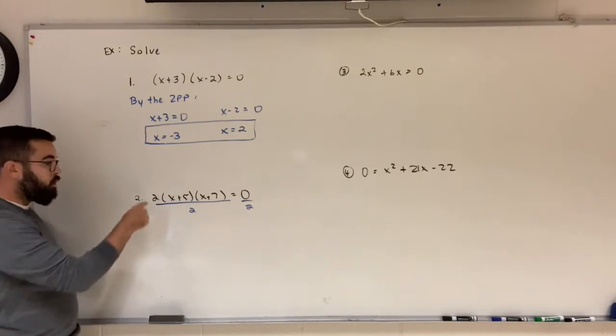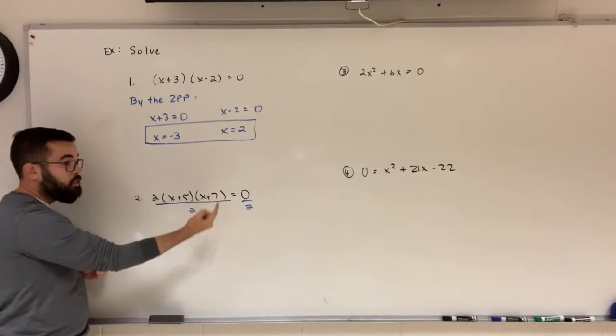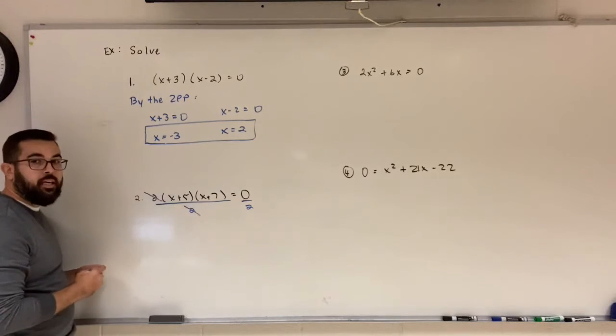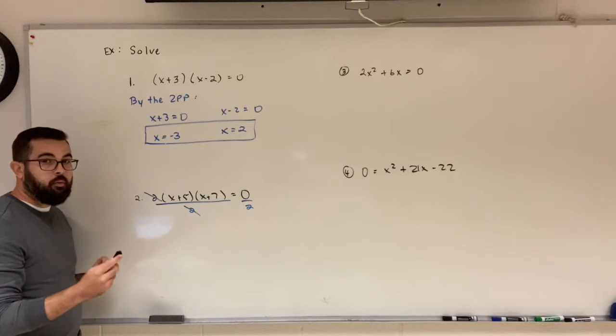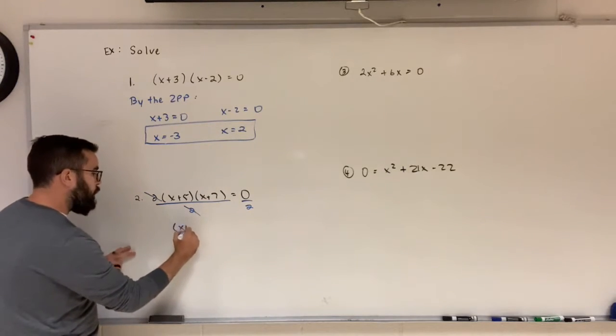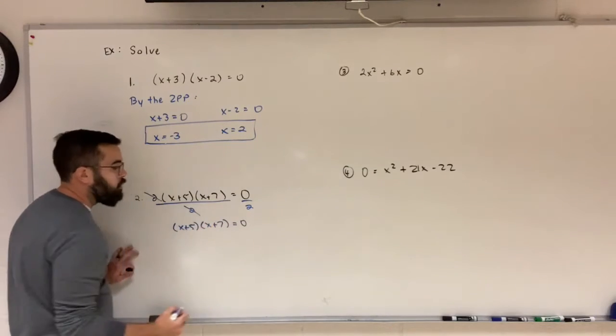Okay? When you have 2 times x plus 5 times x plus 7 divided by 2, we can simply divide both of those and they cancel out to be a 1. They don't cancel out to be a 0. It's a common mistake. Okay, so our equation ends up x plus 5 times x plus 7 is equal to 0.